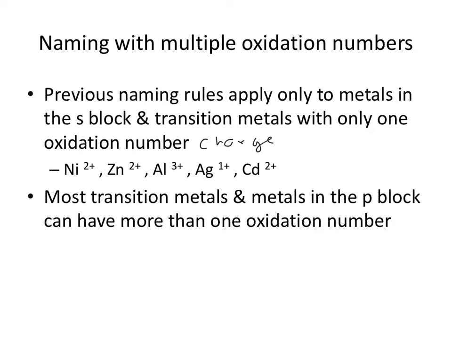So right down here we have a list of the elements that are transition metals that only have one charge. Nickel's always a +1, zinc is always a +2, silver's always a +1, cadmium's always a +2. It'd be a good idea to kind of keep those in the back of your mind. That will help you with naming later on. Most transition metals and metals that are in the P block have more than one oxidation number or more than one charge, and because of that we have to name them a different way.